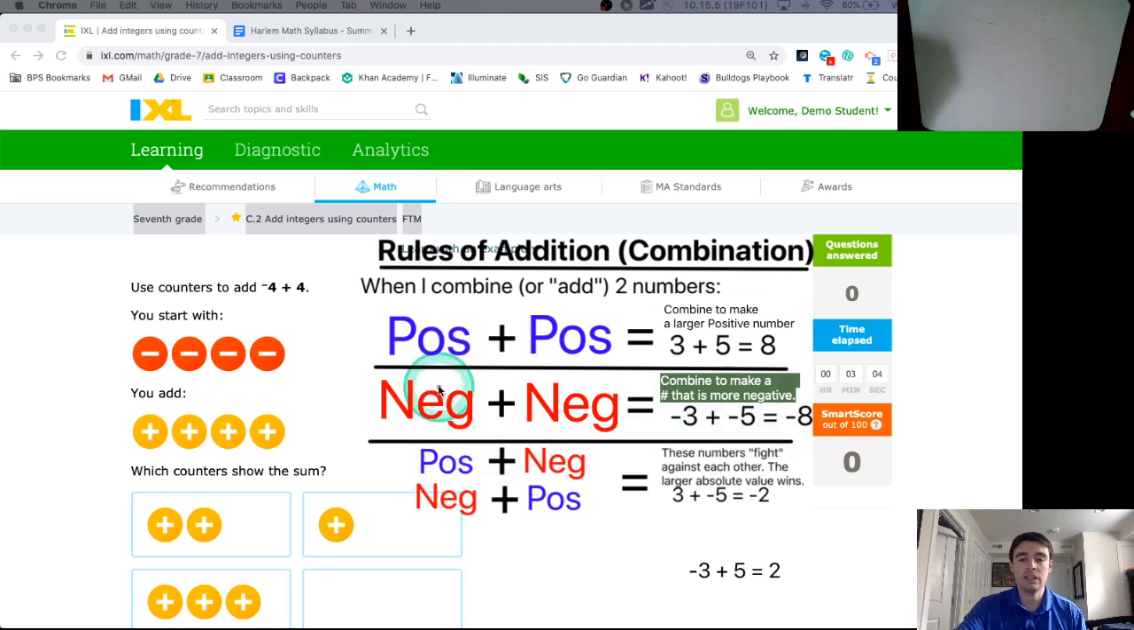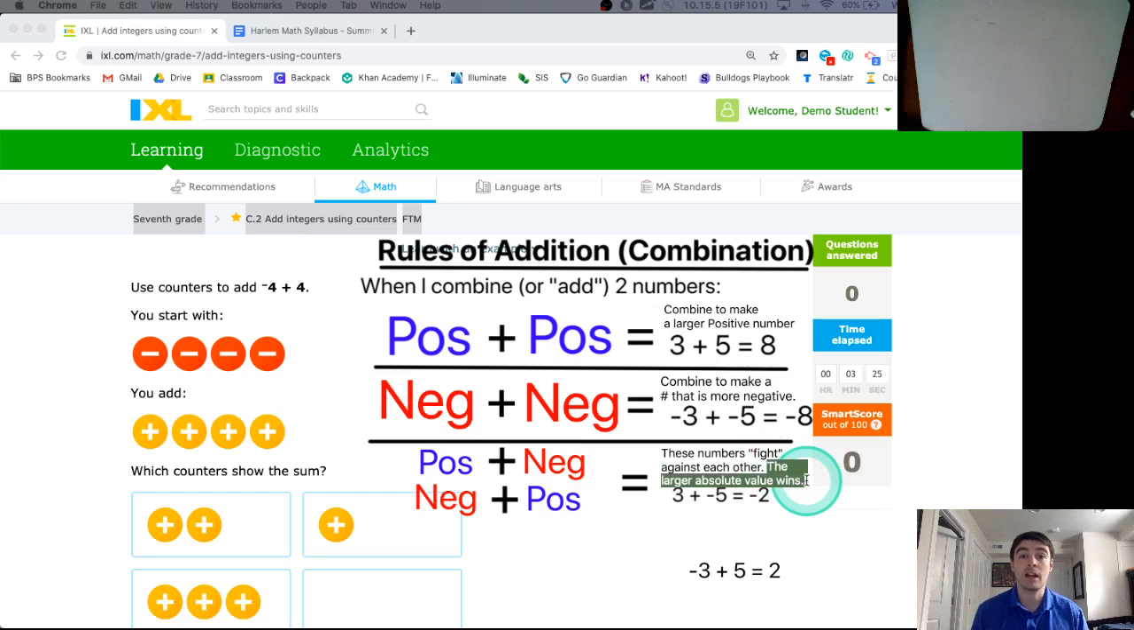But when I have one of each, one positive number combined with a negative number, or sometimes they'll list the negative number first and the positive second, either way, when I'm combining one of each kind, they fight against each other. They cancel each other out. And whoever has the bigger absolute value, whoever has more people in their group, is going to win that fight.